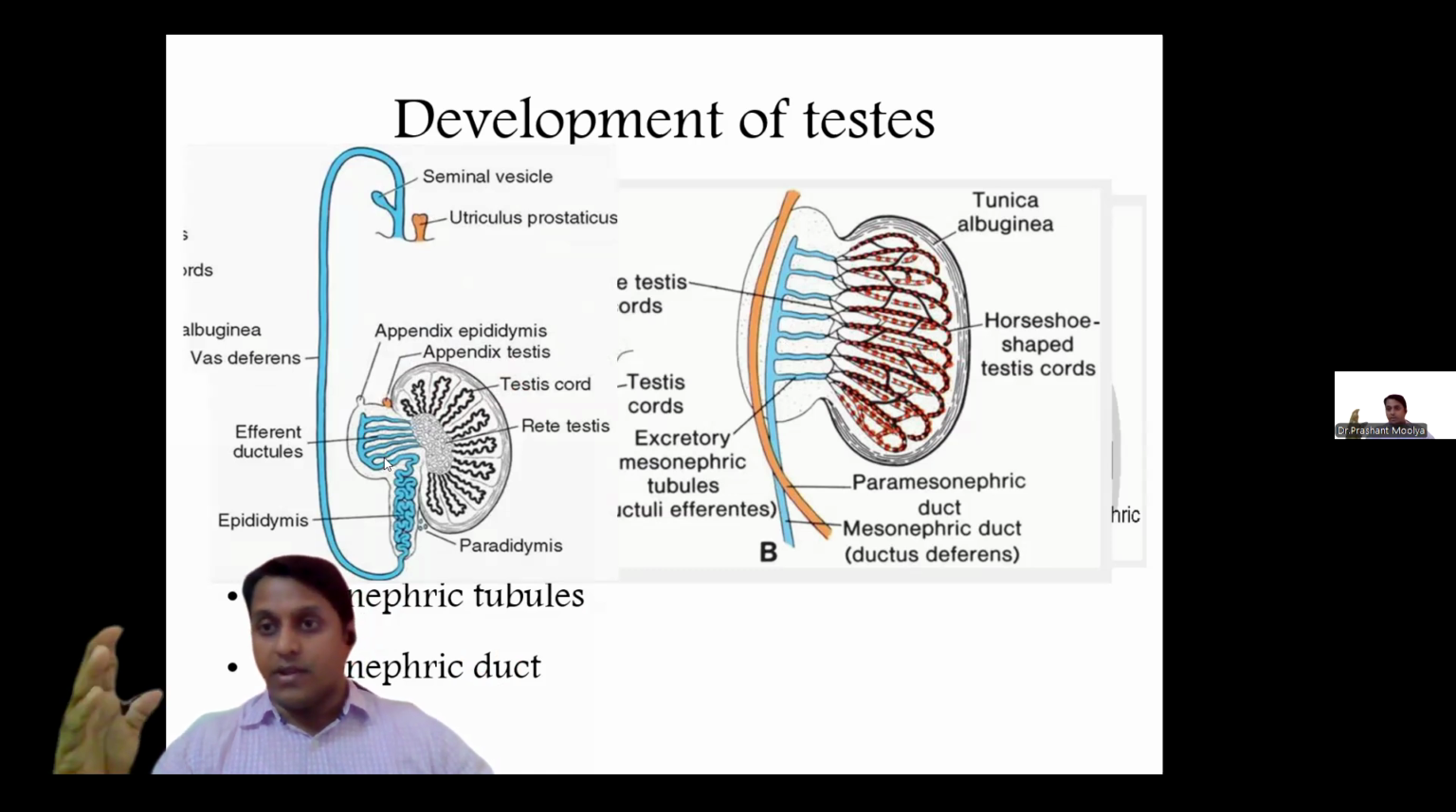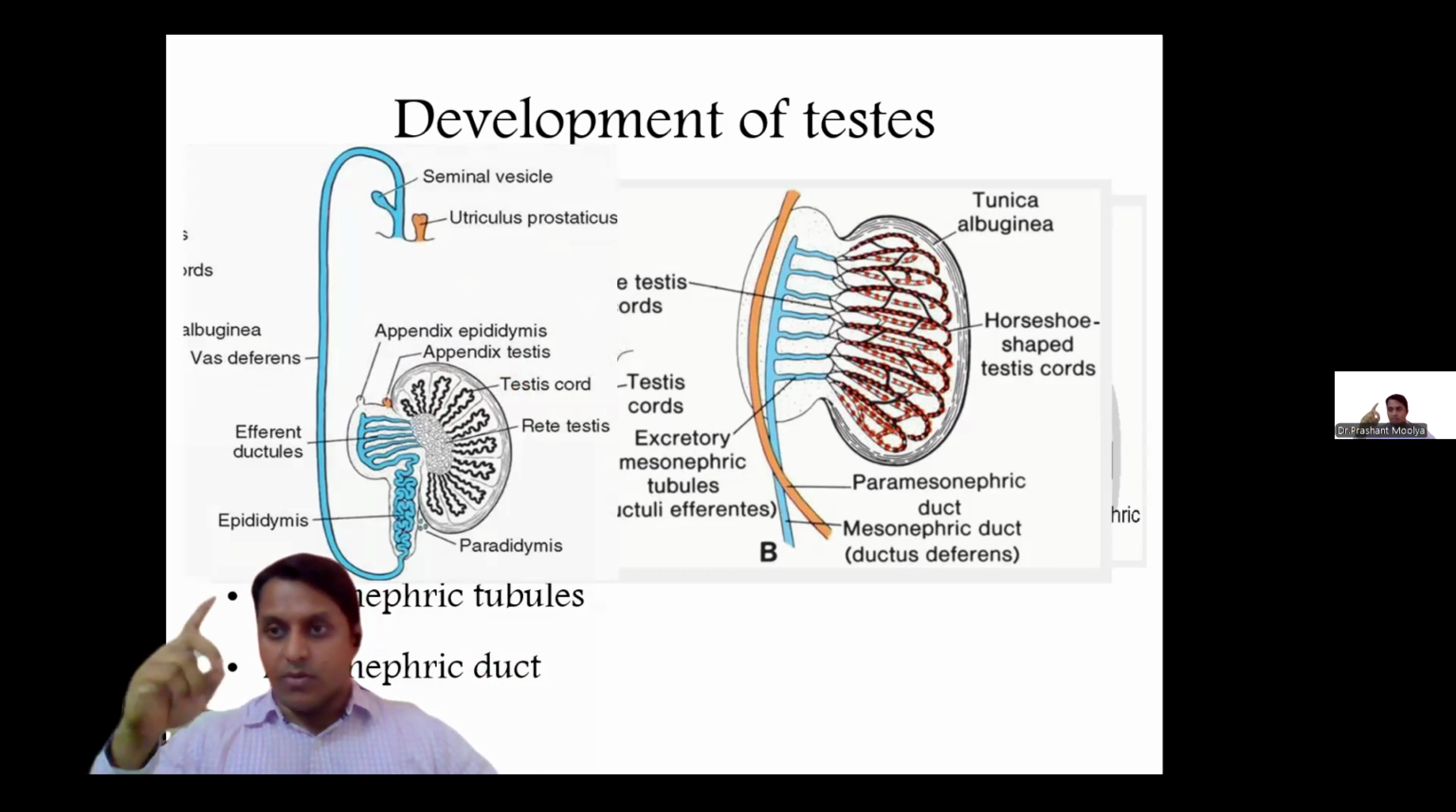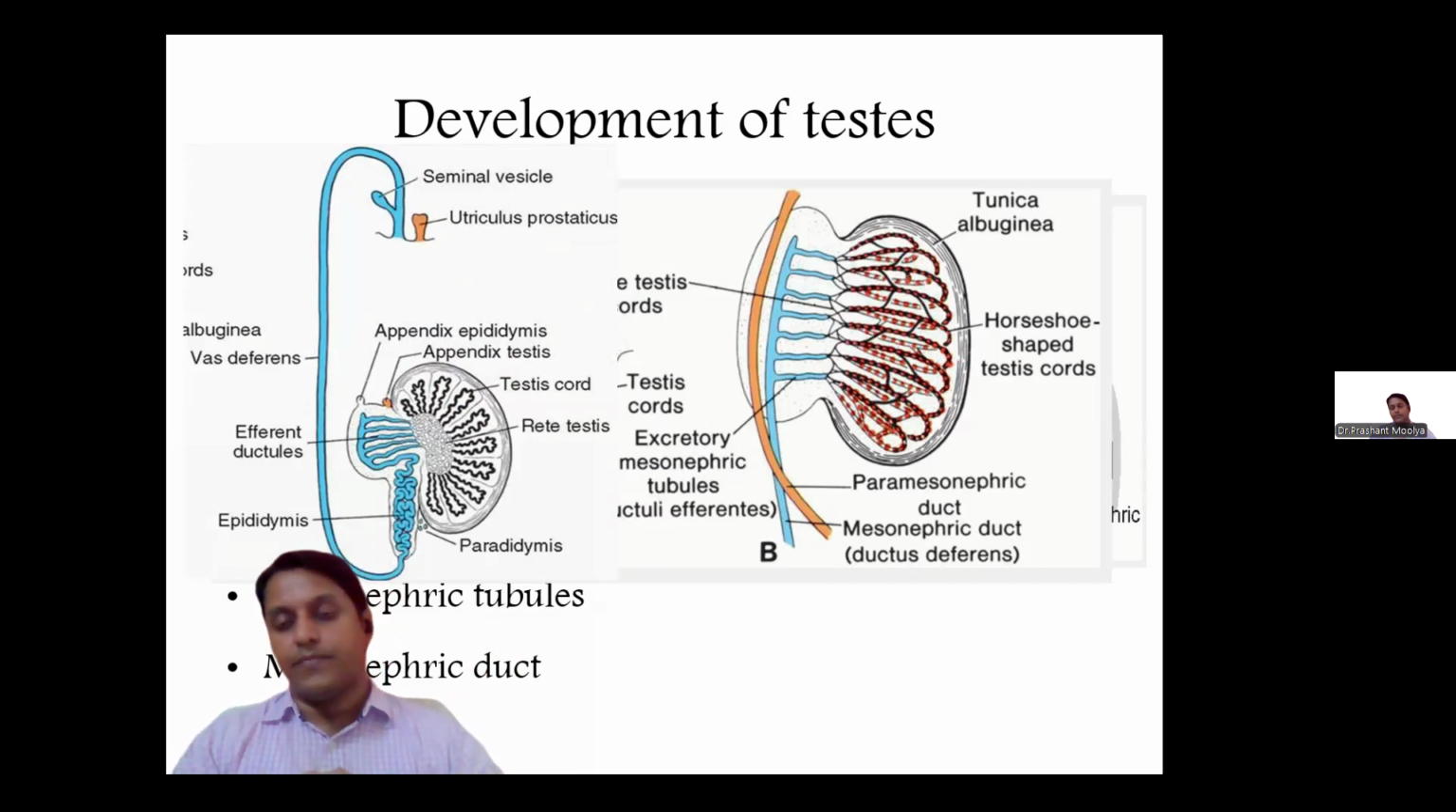In my previous lecture, I said what happens to the mesonephric duct system. Generally the caudal end gives the ureteric bud formation. But what happens to the rest of the mesonephric duct, which is already present? So that duct will contribute to the male reproductive tract.